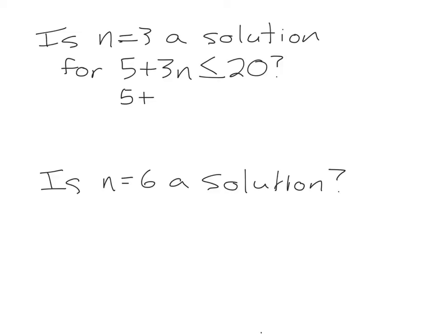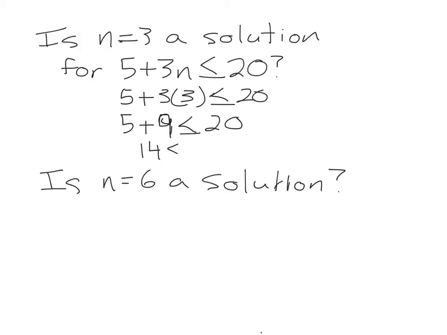5 plus 3 times 3 is less than or equal to 20. Is this true? We'll do our order of operations. I'm going to multiply first before I do my addition. That's a 9, believe it or not. Just taking it one step at a time, and now I'm going to do 5 plus 9, and I get 14 is less than or equal to 20. So by substituting n equals 3, I got a true statement, a true inequality. So the answer here is yes. n equals 3 made this original statement true once we calculated it all out.